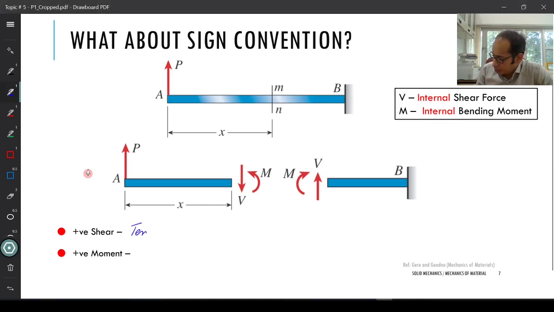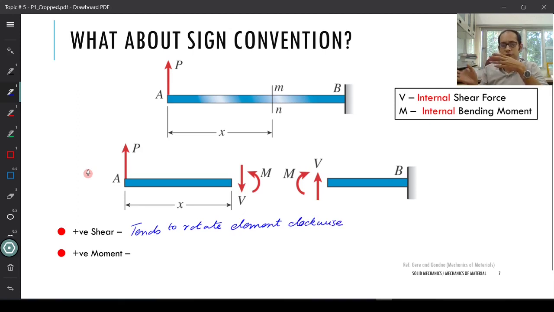tends to rotate the element clockwise, right? And what is a positive moment?